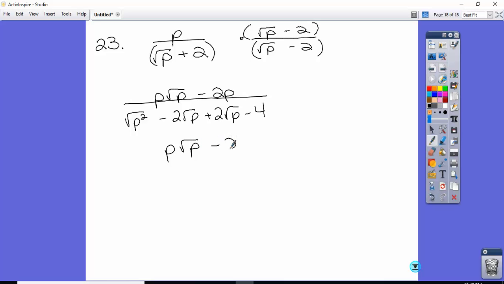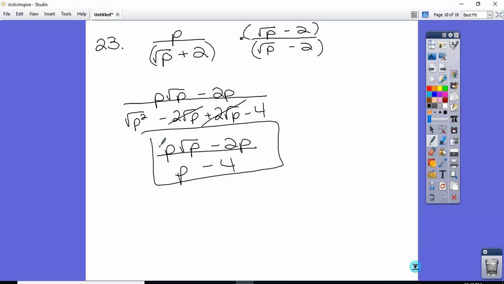So simplify. Square root of p squared is p. Negative 2 radical p and positive 2 radical p cancel. And so I get my final answer. We can't cancel any p's because the 4 doesn't have one. So that's as far as we can go.